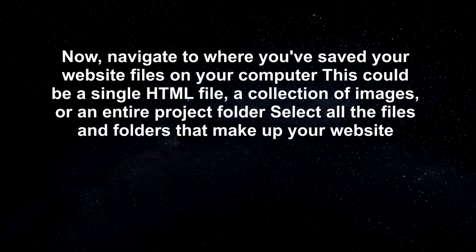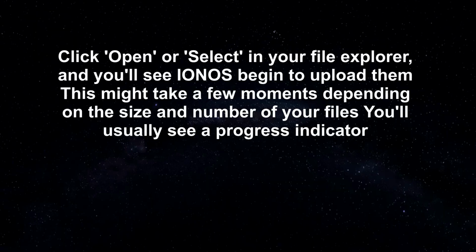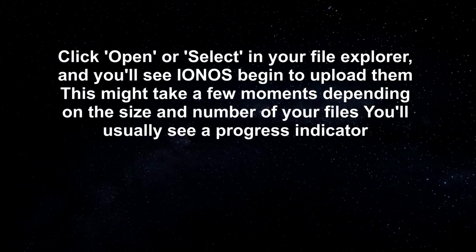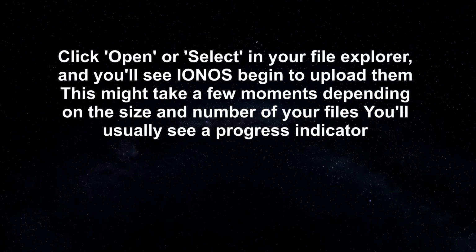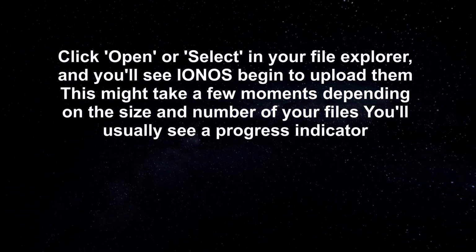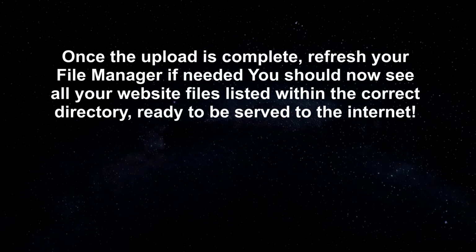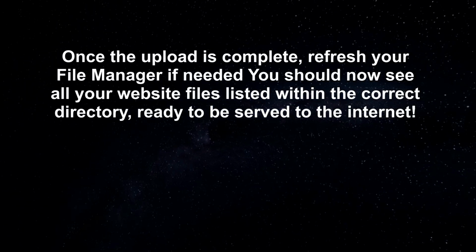Select all the files and folders that make up your website. Click Open or Select in your File Explorer, and you'll see Ionos begin to upload them. This might take a few moments depending on the size and number of your files. You'll usually see a progress indicator. Once the upload is complete, refresh your file manager.